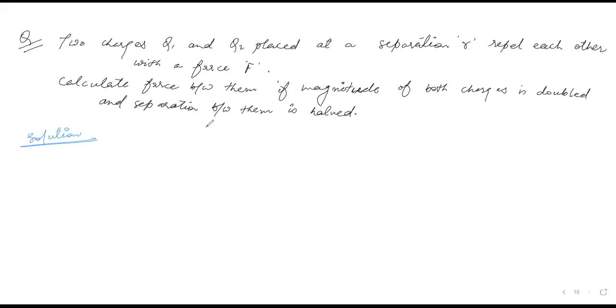Let's try to understand. In this question, there are two different parts. It depends upon you in what way you are observing the questions. The first part is this. Two charges Q1 and Q2 are placed at a separation of R and repel each other with a force of F. Then what will be the equation? In the first case, it will be F is equal to K Q1 Q2 over R square. Are you clear or not?